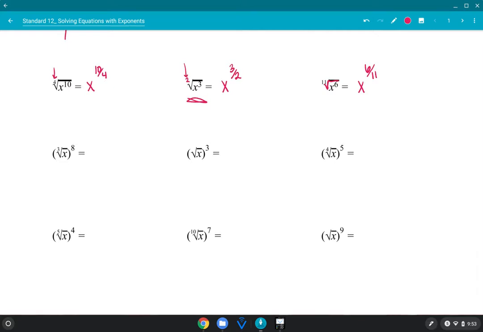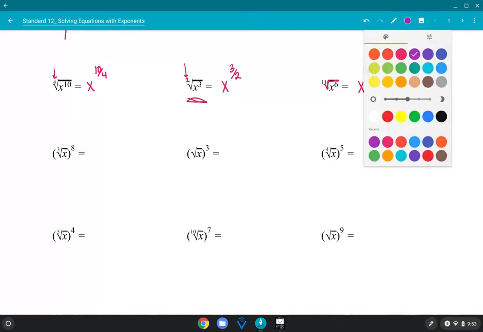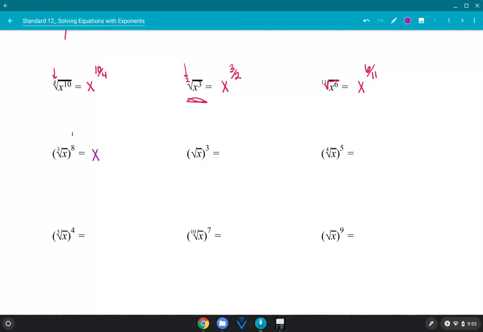All right, now sometimes they're written like this. This is the same idea. It has an exponent and a root, and we convert it the same way. So x, the exponent is 8, and the root is 3. X, the exponent is 3, and the root is a 2. X to the power of 5 with a root of 4.